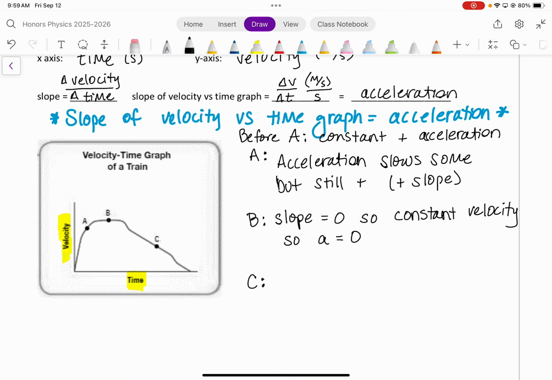What about point C? Negative slope. So we have a negative slope. So velocity is going down. Velocity is decreasing, so it's going to be negative acceleration. It is slowing down.